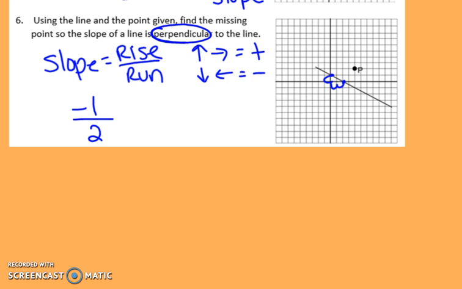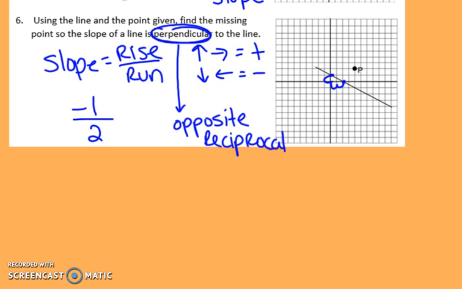Now, in this case, the key word here is perpendicular. So I need the opposite reciprocal. And that's important to keep in mind. If I take the opposite reciprocal, it means I need to flip my fraction, which becomes 2 over 1. My first slope is negative, so my second slope has to be positive. So I need points that have a slope of 2 over 1.